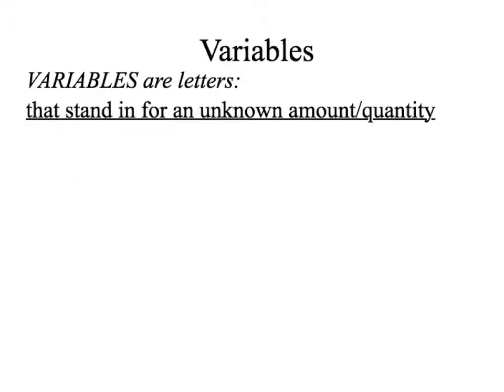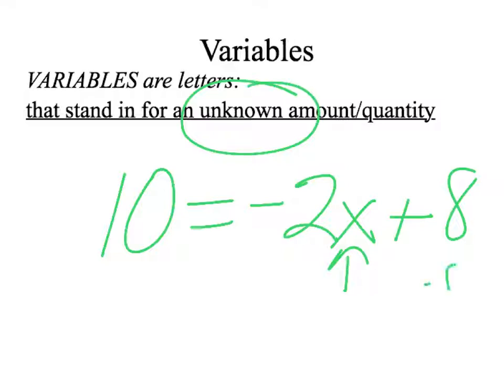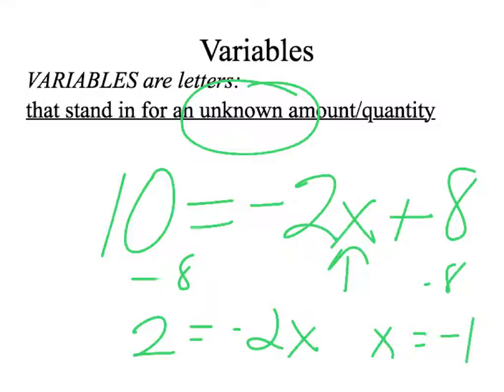Another way we use variables in algebra is when we, for example, know the output and we're trying to find the input, and we're solving for an unknown quantity, which we can do by subtracting 8 on both sides. And we're going to get 2 equals negative 2x. Divide by negative 2, and we're going to get x equals negative 1. So we didn't know what it was, but now we know what the quantity is that makes both sides true.